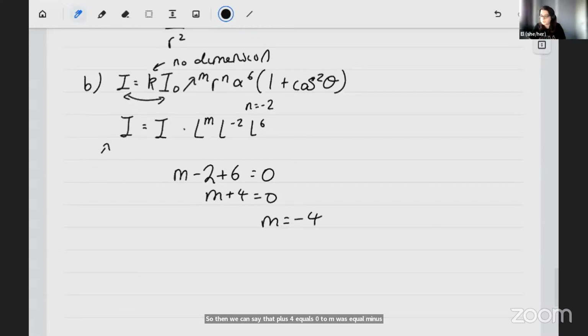So the relationship of intensity to wavelength must go like lambda to the -4. So it must massively decrease as the wavelength would increase. Okay, I'm just going to check the chat and the Q&A.